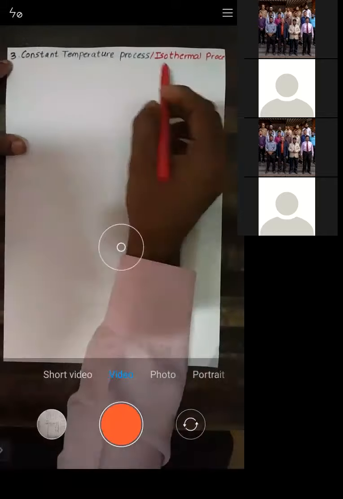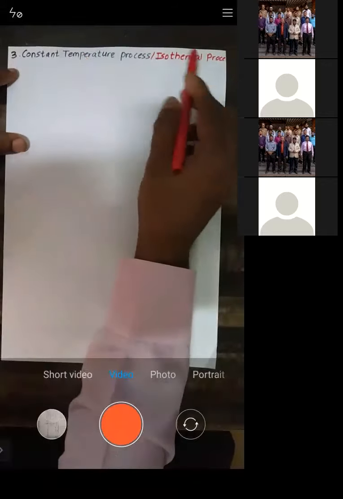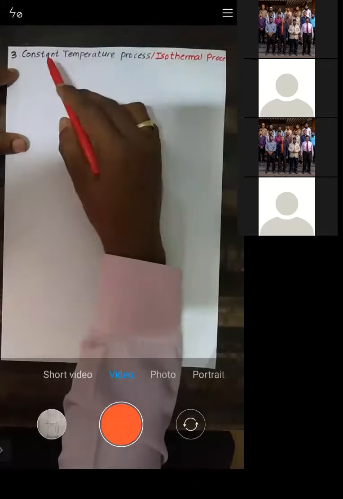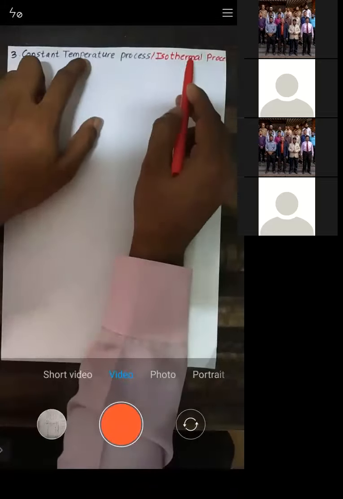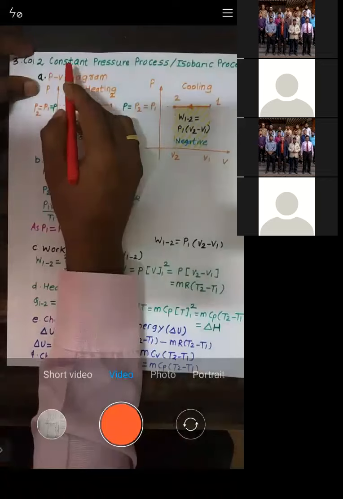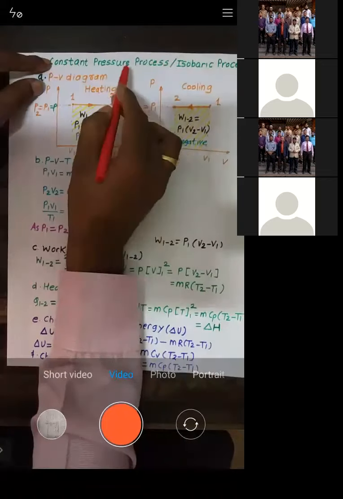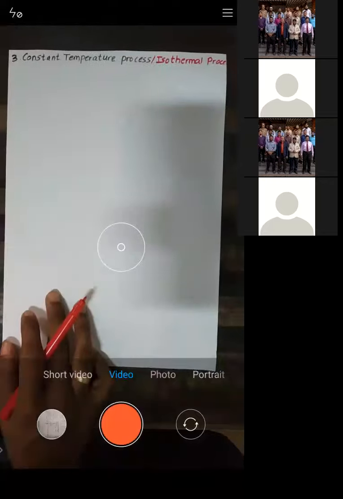Try to understand. Temperature is related with the thermal, right? So constant means iso. Constant is iso, temperature is thermal, so it's isothermal, right? Just a while before we saw constant pressure. Constant means iso, and pressure is nothing but baric, related with bar, right? So let us solve this now.